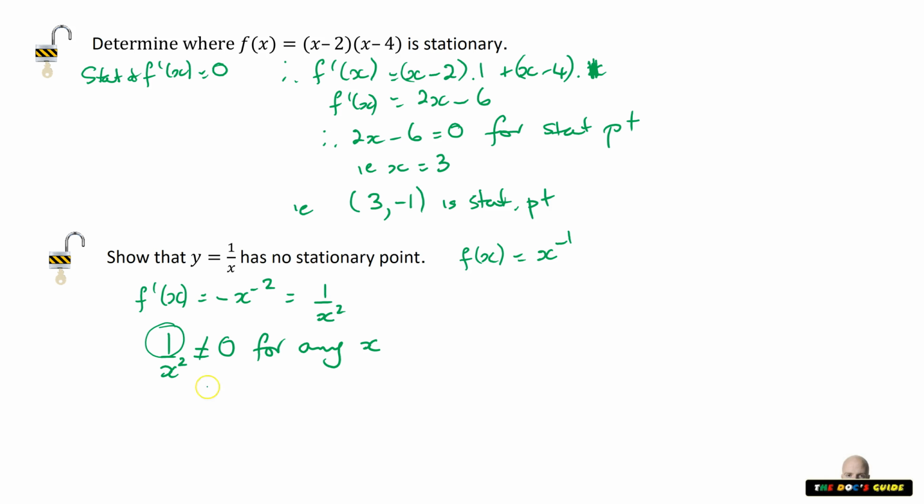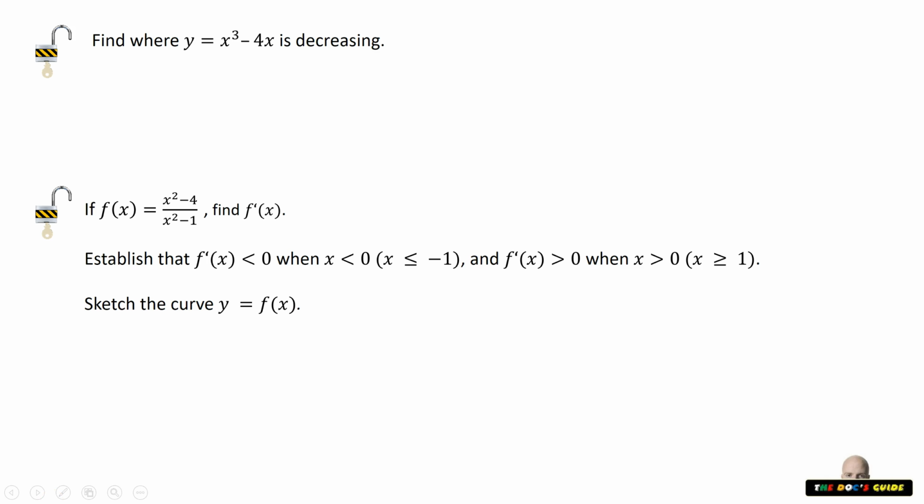We can't change that. So regardless of the value of x, knowing that we're not allowed to have x equal 0, we can't make f dash of x equal 0. So therefore f dash of x is not equal to 0, so no stationary point. No stationary point.